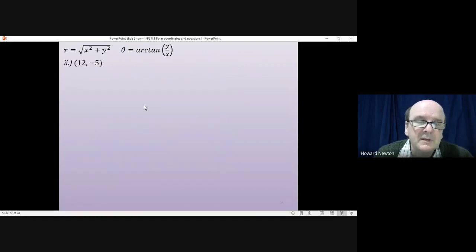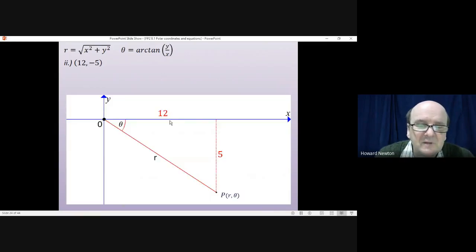Now the second question has a minus in it, and it's when you get minuses that it really is helpful to draw a sketch. So (12, -5) would be 12 in the x direction, minus 5 in the y direction. Finding r isn't a problem. It's the square root of 12 squared plus 5 squared, or you could do 12 squared plus (-5) squared. Either way, you'll get 13 for the answer. Now this angle theta in the triangle will equal the inverse tangent of 5 divided by 12. So that angle theta is 0.395.